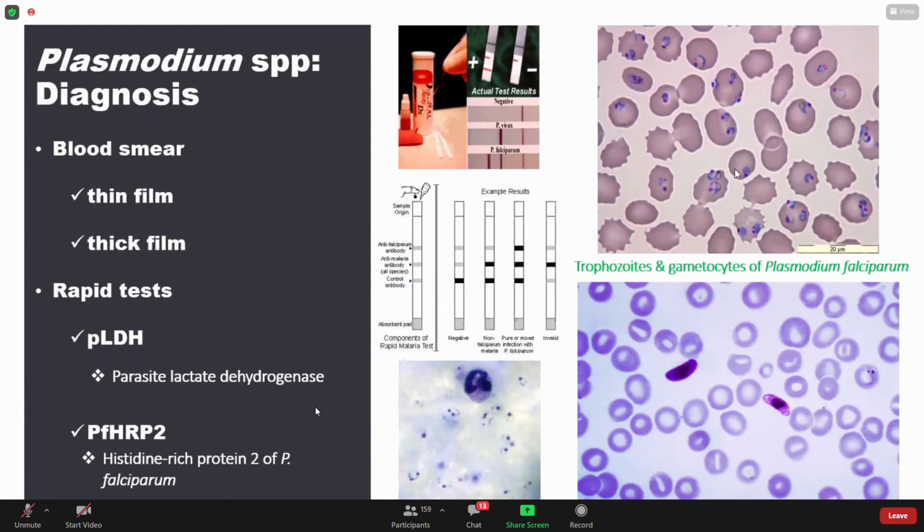Another feature that may suggest that you're dealing with P. falciparum is that you have parasites that appear to lie on the margin of the red blood cell. So it's like you have this parasite closely associated with the margin of the red blood cell. So this again is an indication that this is likely P. falciparum, okay?